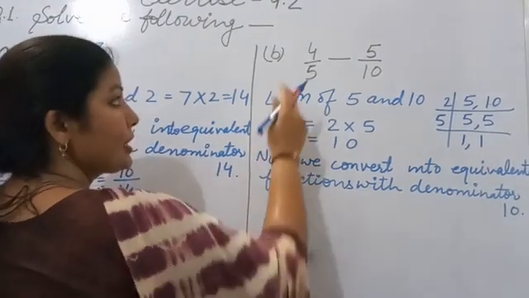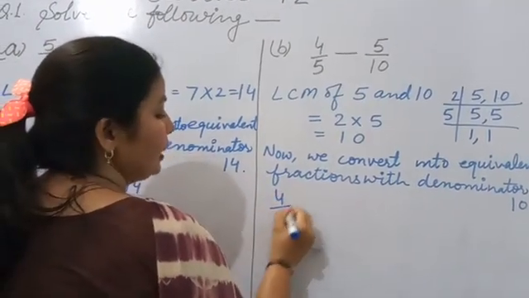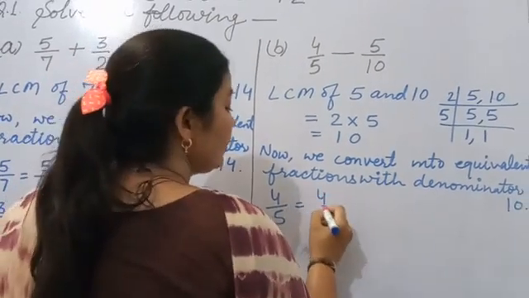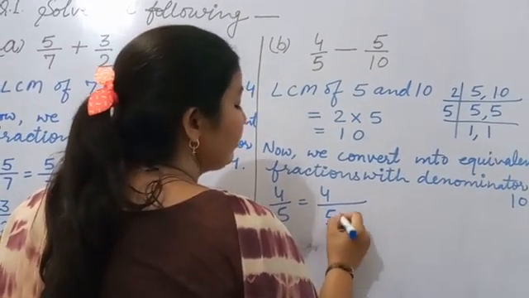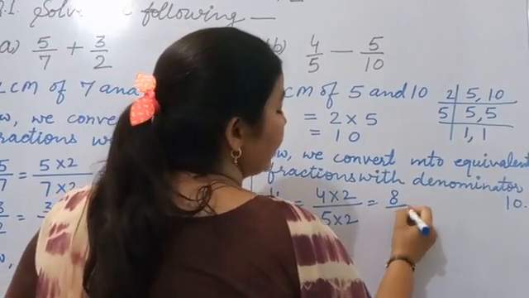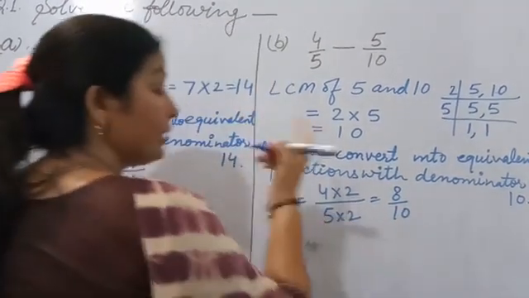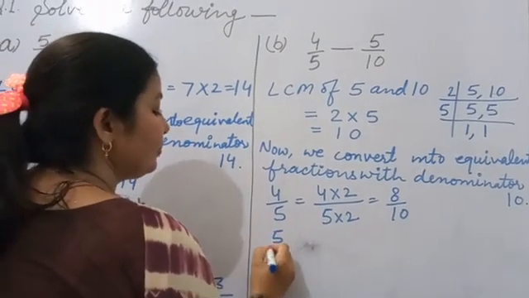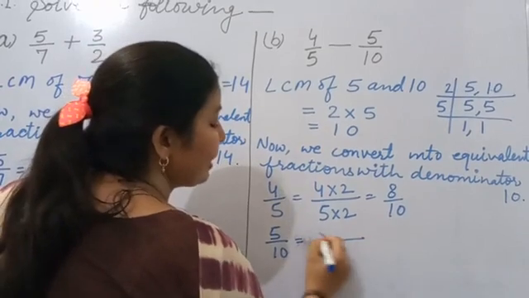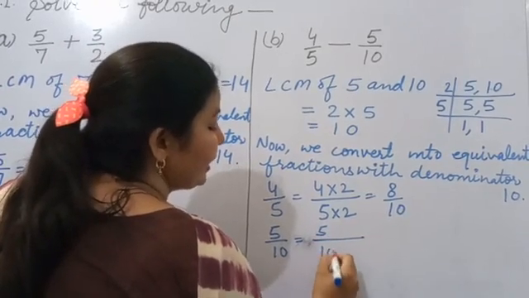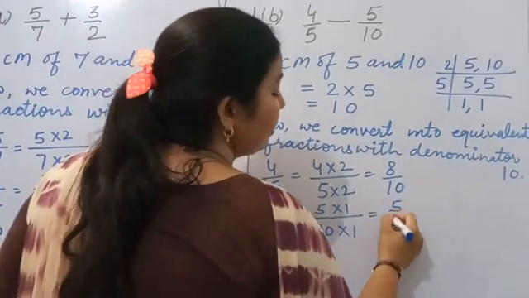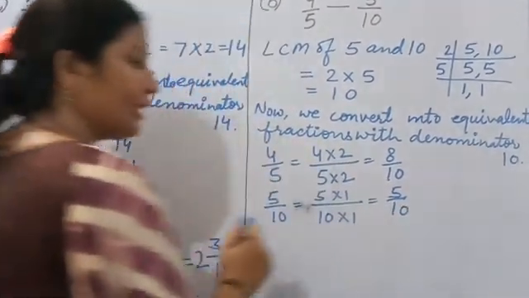Okay. So now we convert into equivalent fractions with denominator 10. So now we take first 4 upon 5. Now how can we make 5 into 10? Multiply by 2. So 4 upon 5 multiplied by 2 and multiplied by 2: 4 twos are 8, 5 twos are 10. Now next, 5 upon 10. There is already denominator 10, so it will be multiplied by 1. 10 ones are 10, 5 ones are 5. 5 upon 10. Now we can add them.